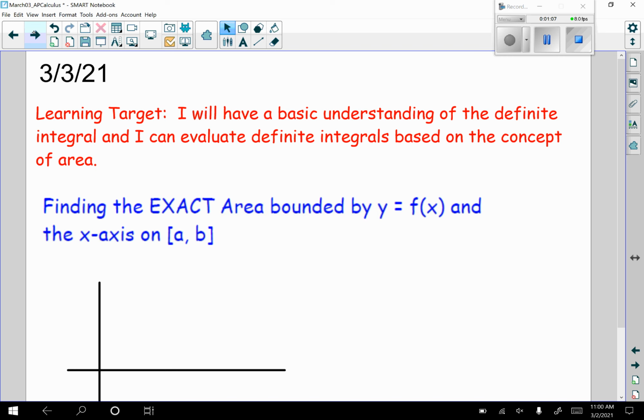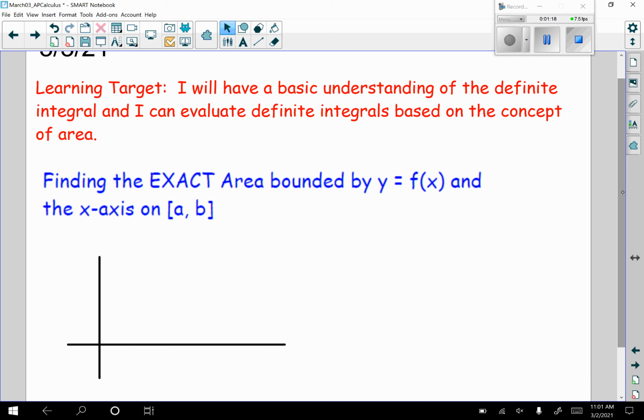All right, so today we will take a look at something called a definite integral, and we will be able to evaluate this definite integral based on the concept of area. So at the end of yesterday's lesson, I just kind of drew a general curve, and we're going to go into a little bit more detail here.